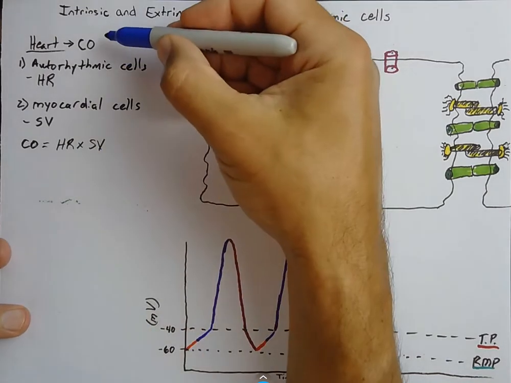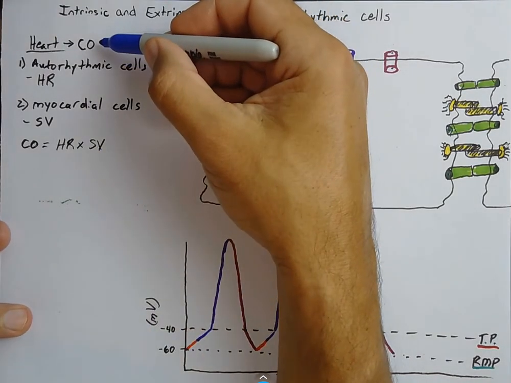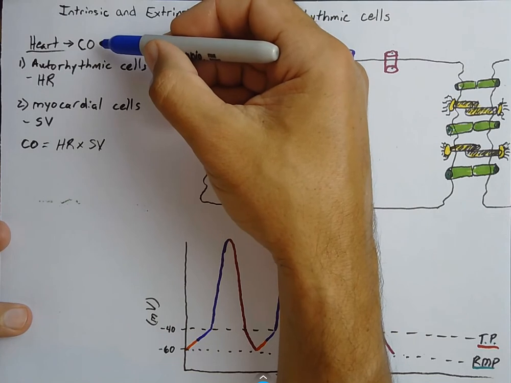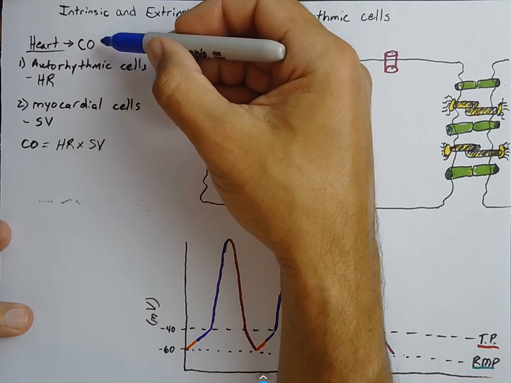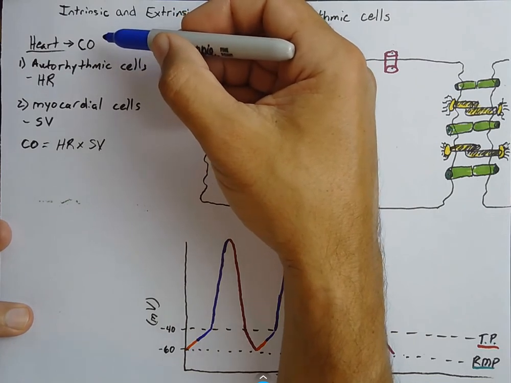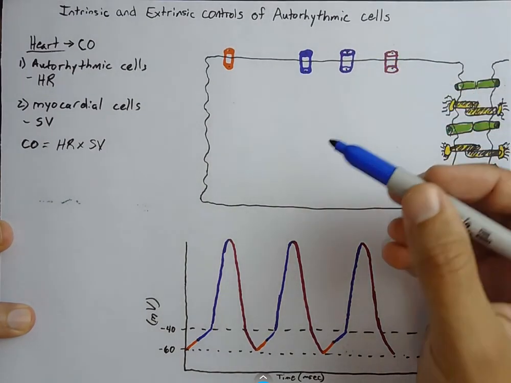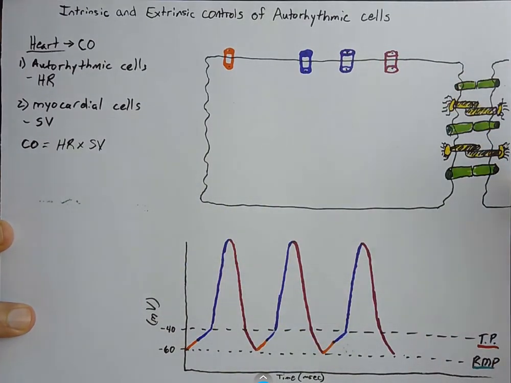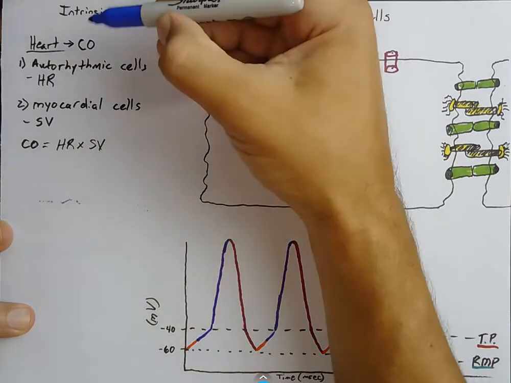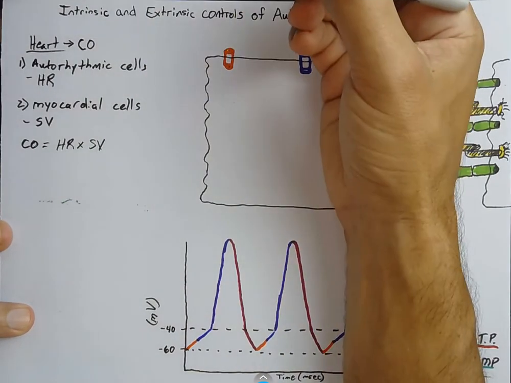Because how is the body going to go about regulating cardiac output? Cardiac output is based on the body's demand. So what happens if oxygen demand increases out in a tissue somewhere? What do we want to do to cardiac output? We want to provide more blood out to that tissue, right? So we'd want to increase cardiac output.